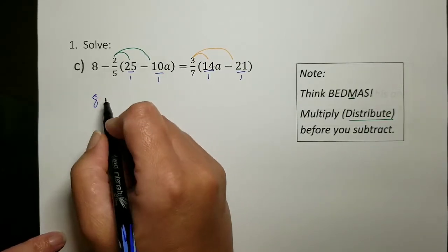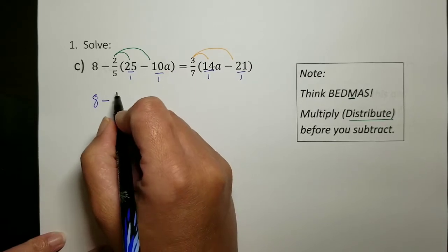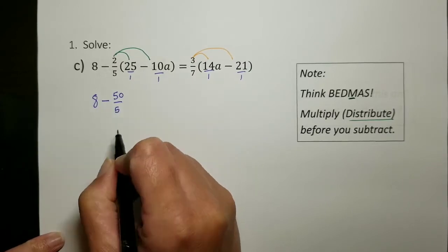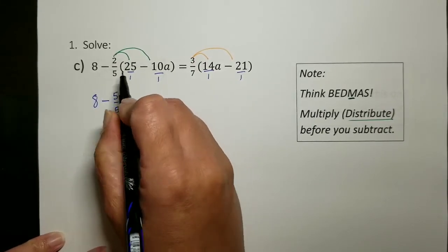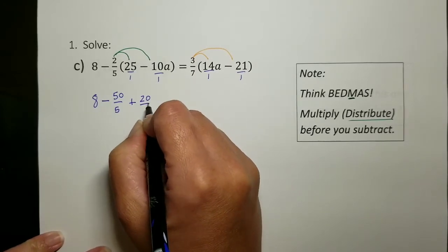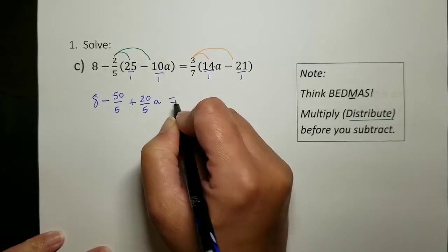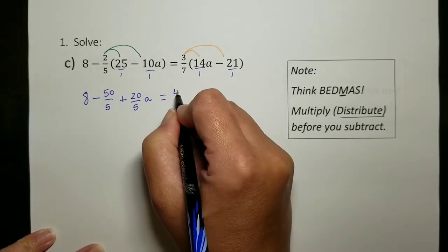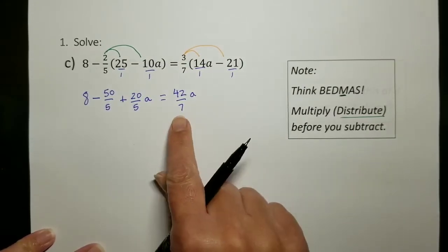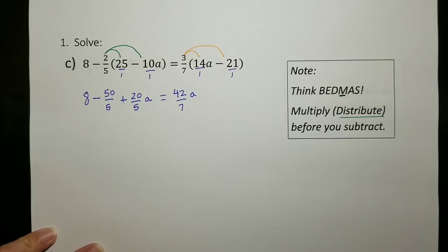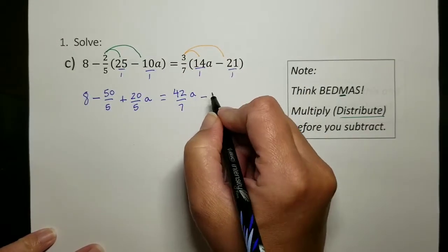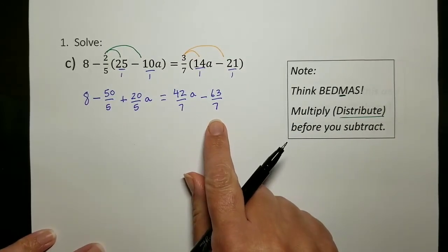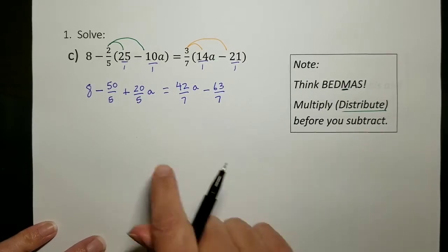Here we've got negative 2 times 25, and you could reduce as you go. 2 times 25 is 50 over 5, and negative times positive is plus. 2 times 10 is 20 over 5a equals, now here I'm going to multiply 3 times 14 is 42 over 7, and obviously these are going to reduce. If you can reduce this in one step, absolutely go for it. And then minus, this will be 63 over 7. So I didn't reduce here, but if you can reduce as you go, that's a good idea.